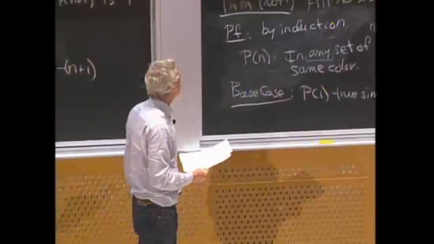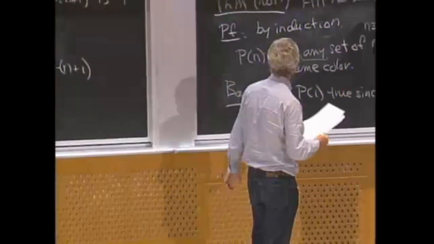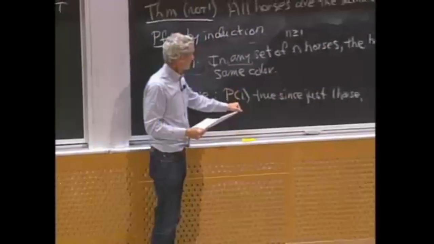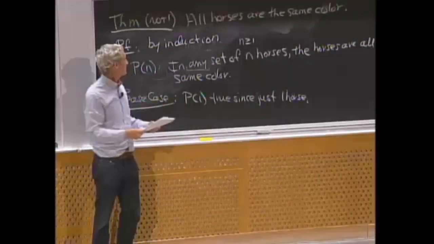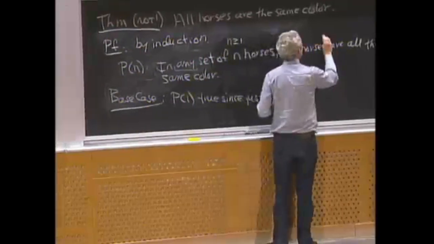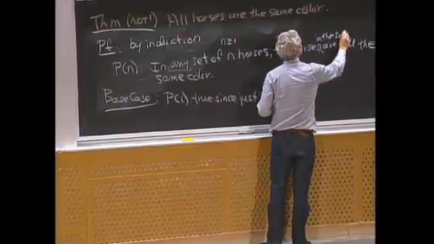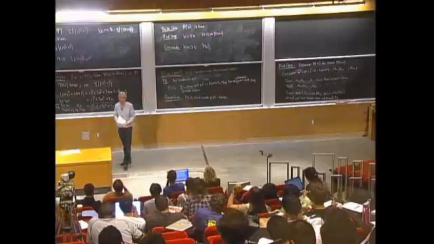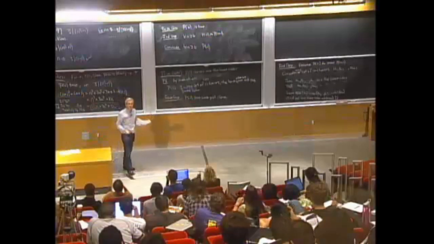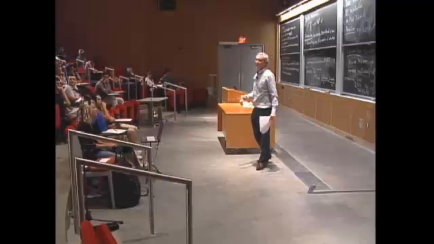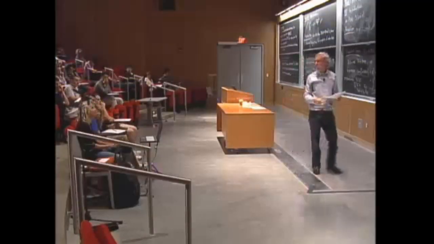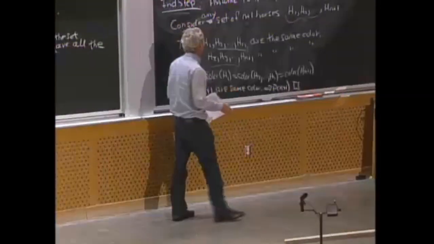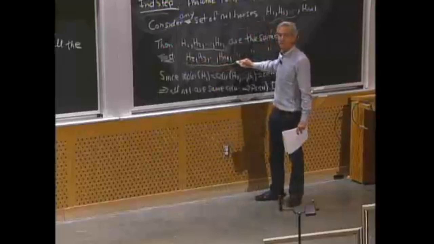Yeah? Good question. There's a problem with the base case. So my base case was here, n equals 1. In any set of one horse, let's say in the set, just to be really careful, the horses are all the same color. In any set of one horse, it's only one horse, so it's the same color as itself. Yeah? Right, n+1 is not the same as n. You can't have the same assumption because it's not a set of n horses, it's a set of n+1. Well, let's see. So you're arguing I made a mistake here, right?